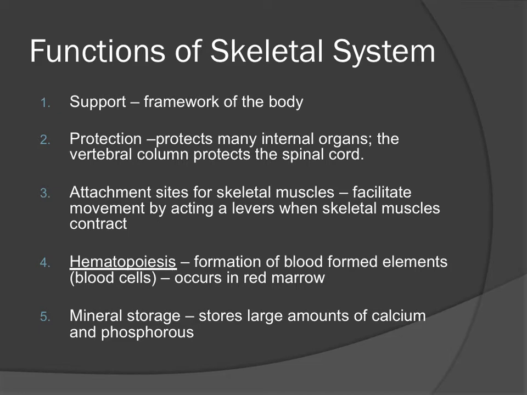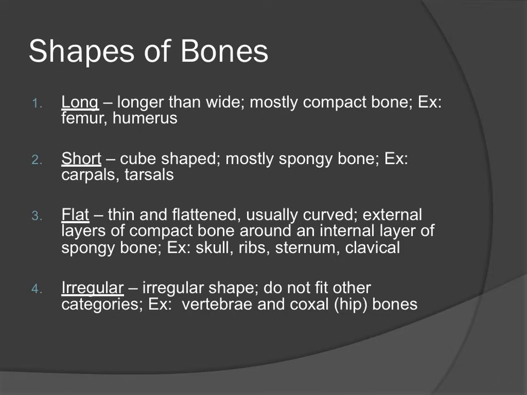Number four, hematopoiesis. Hematopoiesis is the formation of blood-formed elements, which is our blood cells, our red blood cells, our white blood cells, and our platelets, that occurs in the red bone marrow. And then the fifth function here is mineral storage, stores large amounts of calcium and phosphorus.